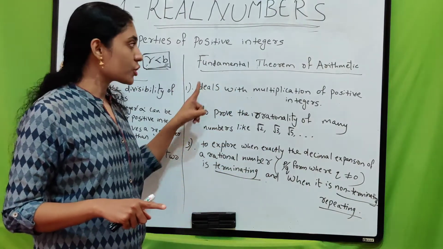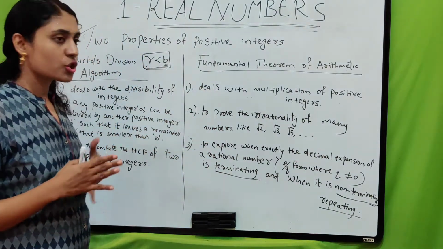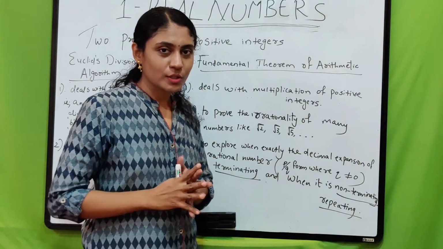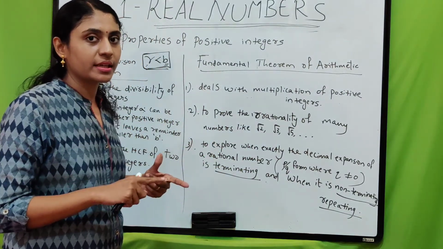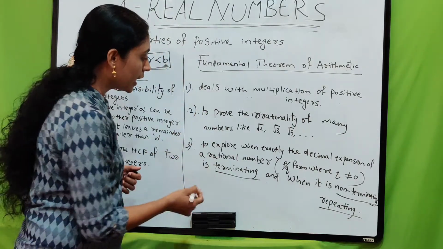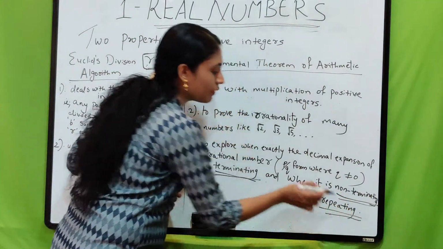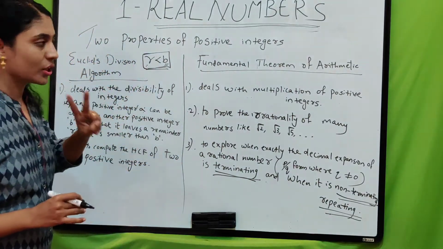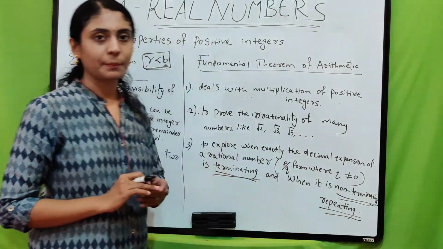And the second application of this theorem is to explore when exactly the decimal expansion of a rational number is terminating and when it is non-terminating repeating. We know a rational number is of the p by q form where q is not equal to 0. Remember these two words, terminating and non-terminating repeating; we will discuss them in detail in this chapter. So just remember three things: first, r is less than b; second, the word terminating; and third, the word non-terminating repeating.